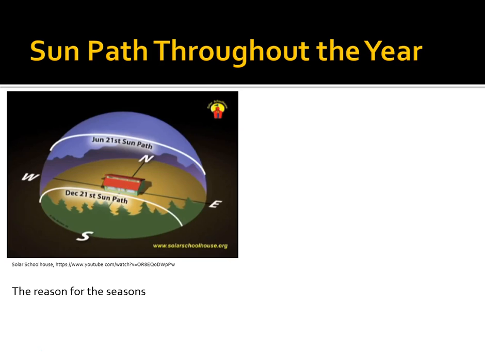Okay, so if you recall from the video, there's something called a sun path. This is also very important. We need to know where the sun is. We're trying to get energy from the sun, so we need to have an idea of where it is at any given time.